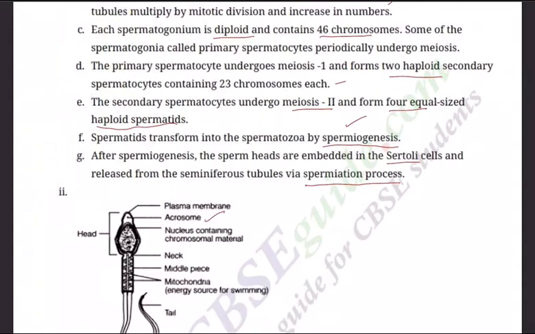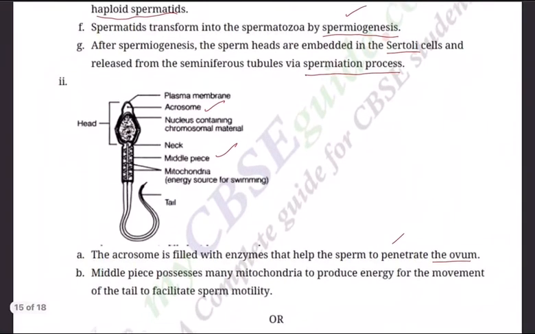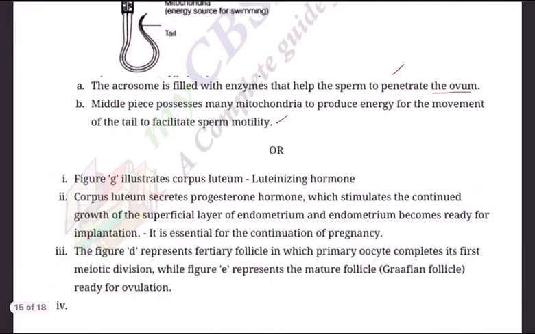Now question 2, draw human sperm and label acrosome, middle piece. Mention their function. Now this is acrosome and this is the middle piece. Anyway, since you are drawing it, label all. And then the function of acrosome. Acrosome is filled with enzymes that help the sperm to penetrate the ovum. So it's very, very important having enzymes. And middle piece possesses many mitochondria to produce energy for the movement of the tail to facilitate sperm motility.